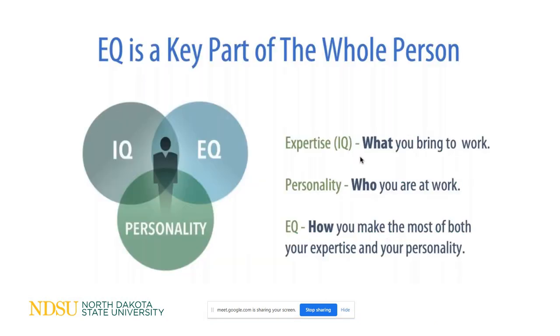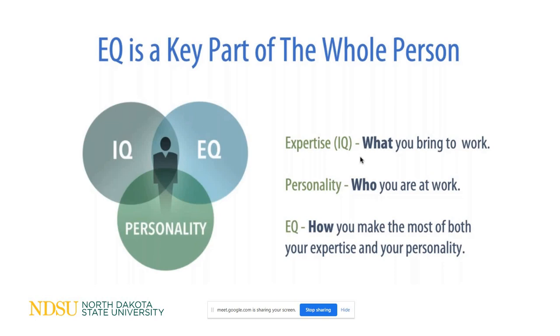EQ, the emotional quotient, is a key part of the whole person. IQ is the intellectual expertise, related to what you bring to work. Personality is who you are at work, so it shows your behavior at the workplace. But EQ denotes how good you are in relationships in both spheres of life, at the workplace and in personal relationships. So EQ reflects your personality, and this is different from IQ.